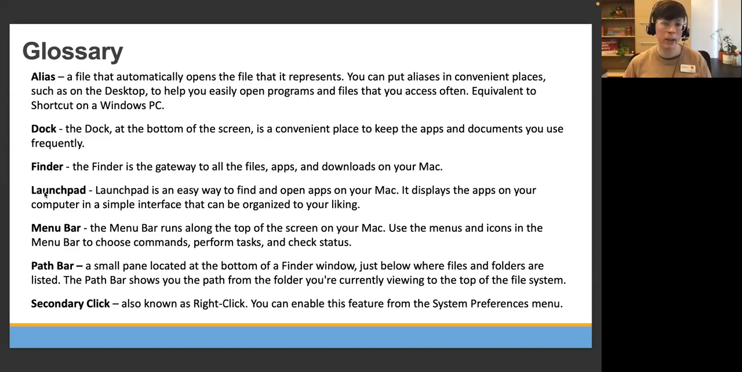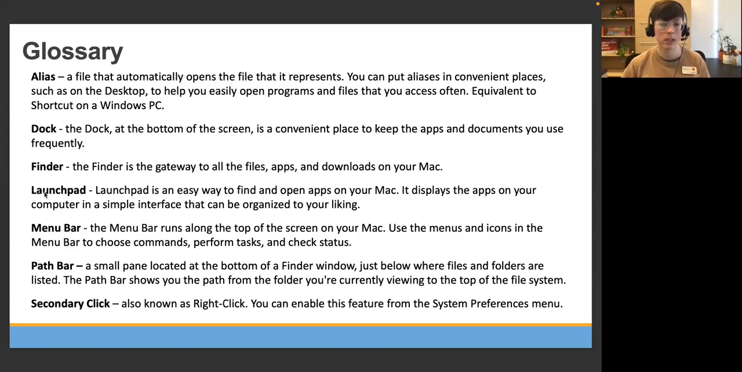We also talked about the path bar. That is a small pane that's located at the bottom of a Finder window, and that shows you the path from the folder you're currently viewing to the top of the file system. So any file you have selected, if you have the path bar enabled, it will show you that path to the file.